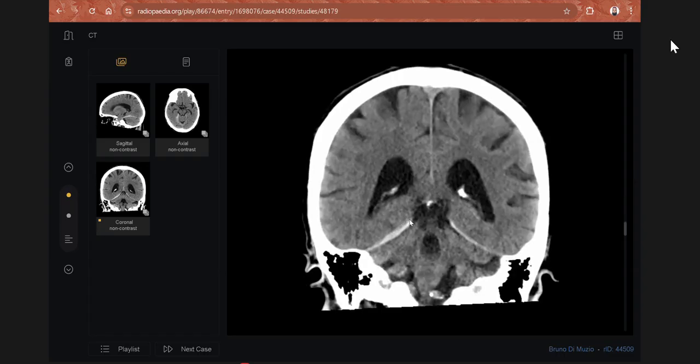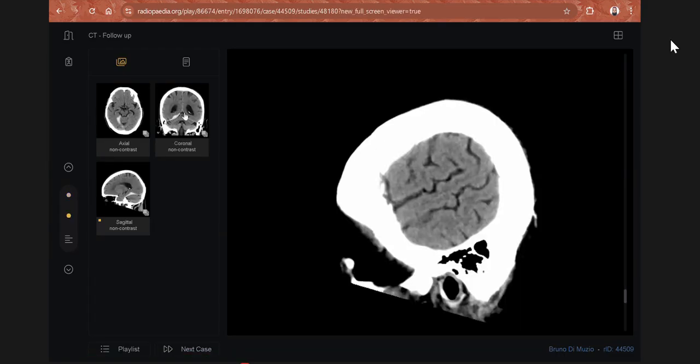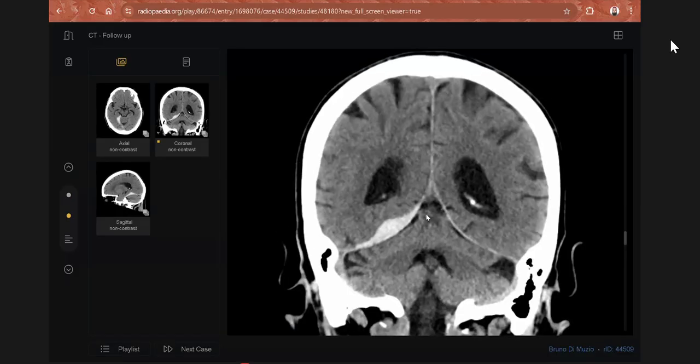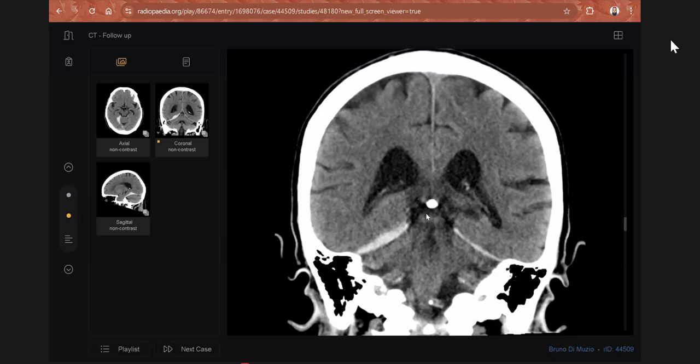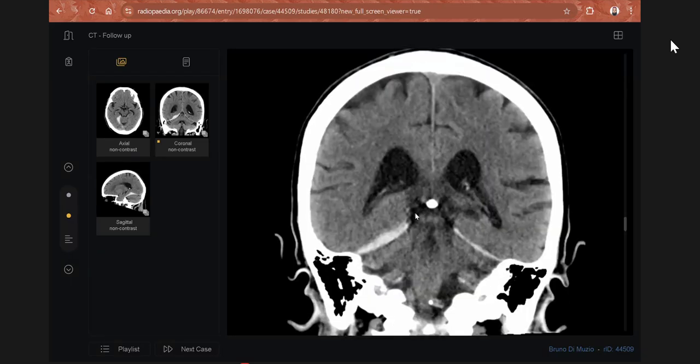These people do follow-up imaging. I also have the follow-up image. So here in this follow-up image, see, this is gradually increasing. The people gradually see whether this is progressive or regressing.